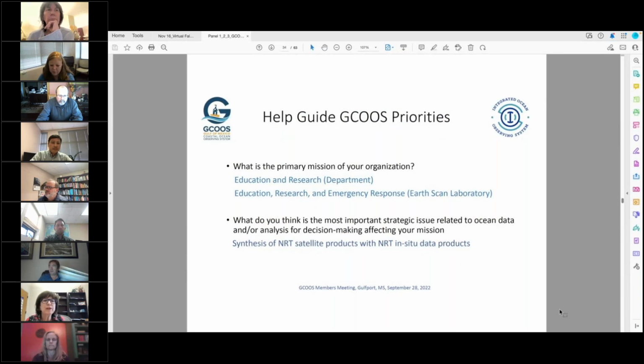Since its inception, the mission of the EarthScan Lab has been emergency response, education, and research. The department's mission is more heavily weighted to education and research, of course. As I said earlier, I'm proposing an expansion of the synthesis of near real-time satellite products with the in situ products that GCOOS is showing on their webpage, especially interested in expanding the use in terms of the HF radar data. Slide 3, please.